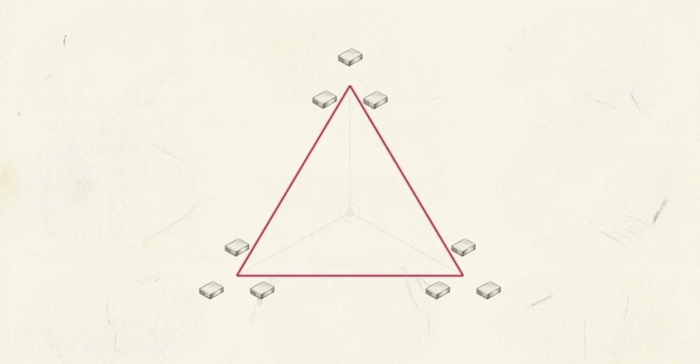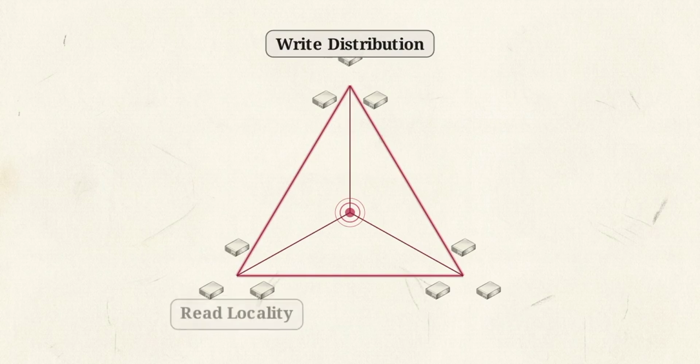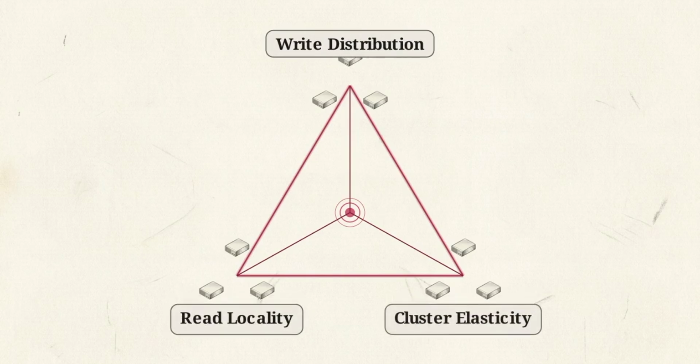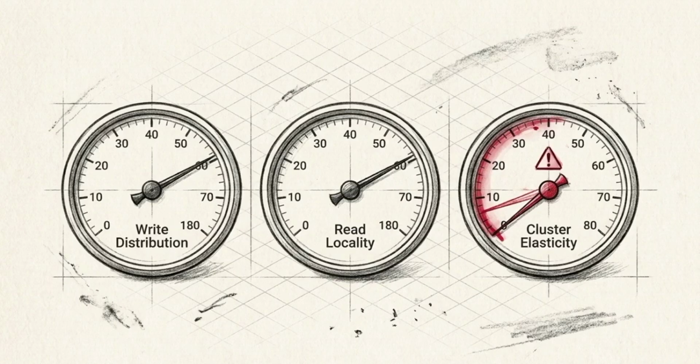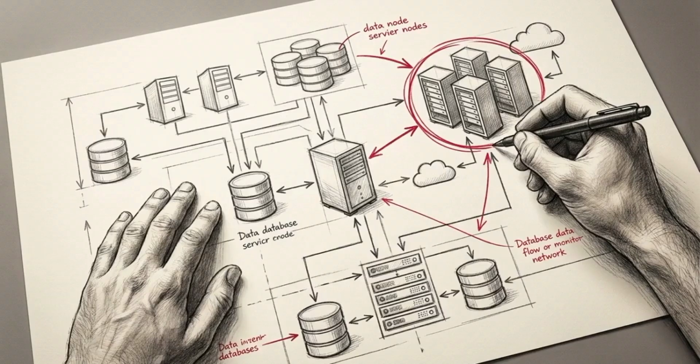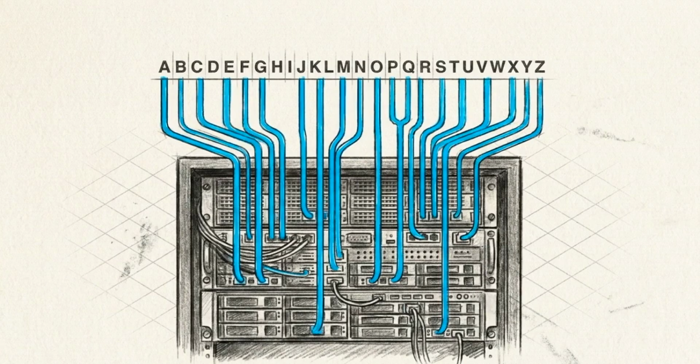Splitting state across a network changes the underlying mechanics of data access. You are forced to navigate a mathematical tension between three competing goals: write distribution, read locality, and cluster elasticity. There is no algorithm that maximizes all three. Engineers must design architectures that trade efficiency in one area to handle the specific read and write skew of their application.